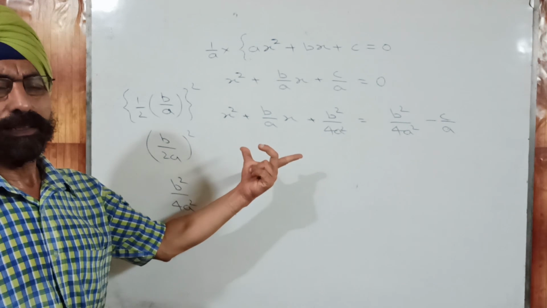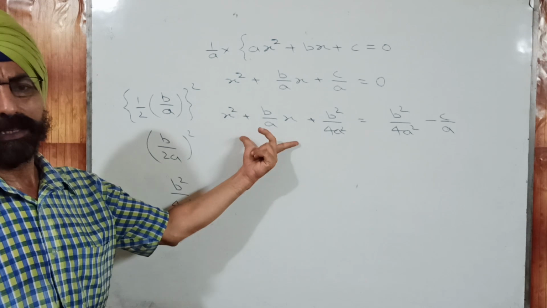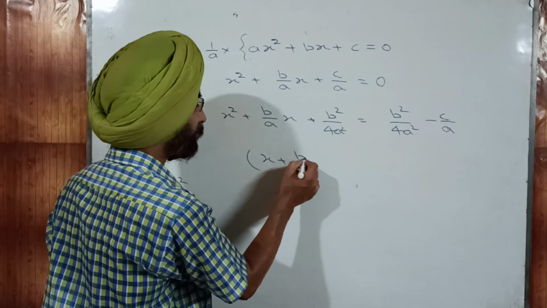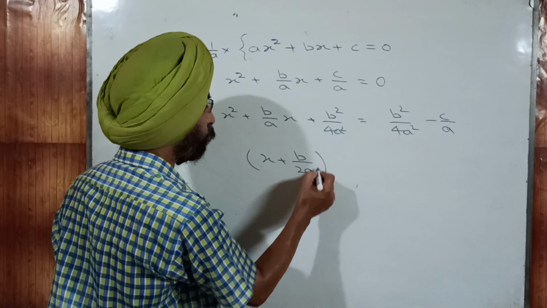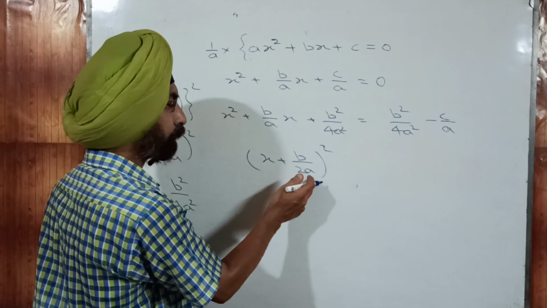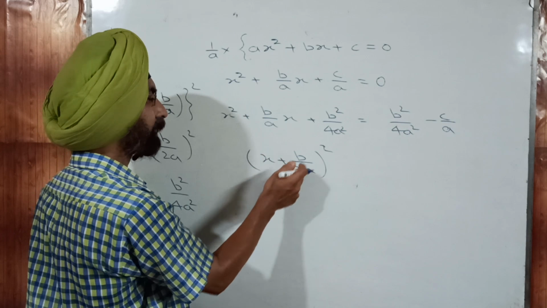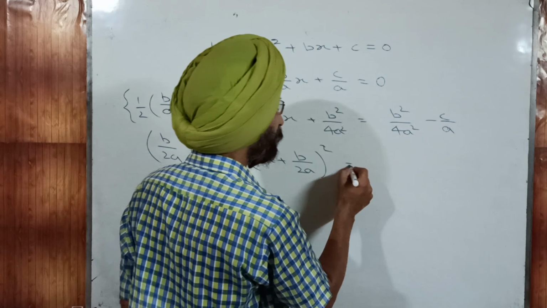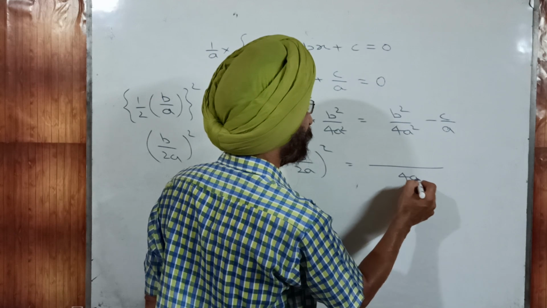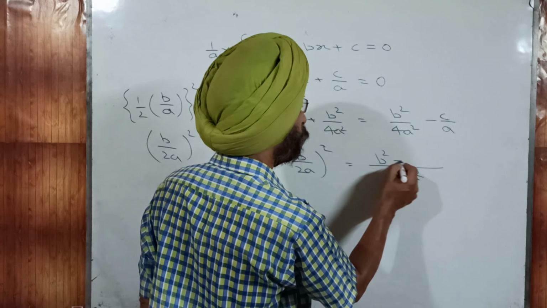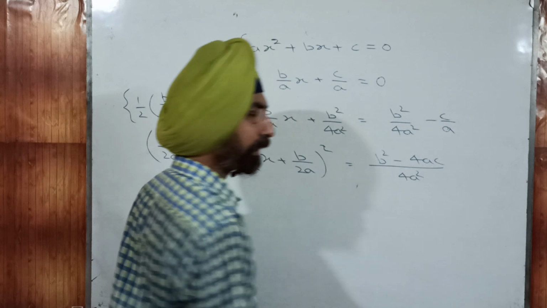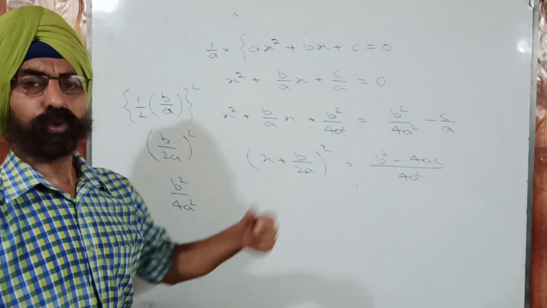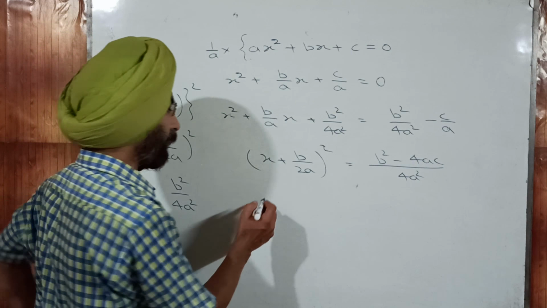What you are looking at on the left hand side is (x + b/2a) whole square. (a + b) whole square is a square plus b square plus 2ab. On the right hand side, take 4a square as LCM and you will get b square minus 4ac. Now, take square root on both sides.